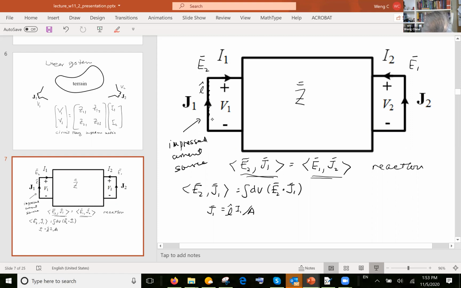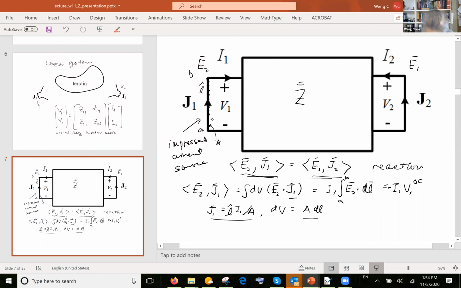And if I plug that in there, dV is just A dl for this wire, because it has a cross section of A, and dl is in that direction. Hence this integral now becomes I1 times the integral of E2 dot dl from A to B on port 1. I just take the constant current I1 out because I1 is independent of position. And now if I integrate this over port 1, this should be equal to I1 times the voltage at this point, the voltage of port 1.